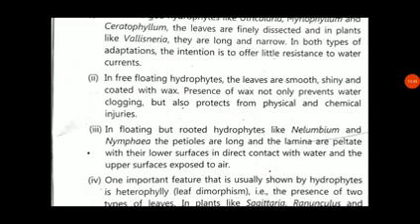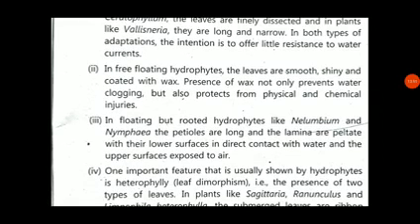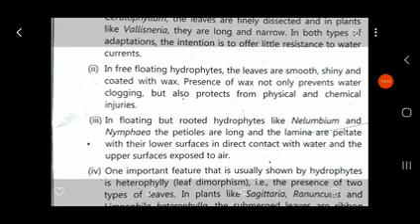In floating hydrophytes, the leaves floating on the water surface are smooth, very smooth, shiny and coated with wax. As you see, the lotus has very broad leaves, and the upper surface is shiny, smooth and coated with wax, so water drops are not deposited on these leaves.